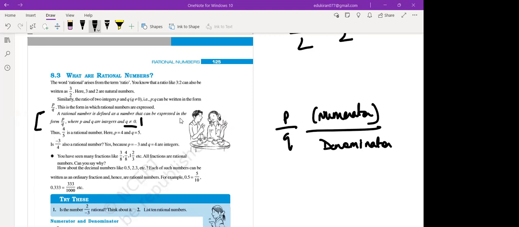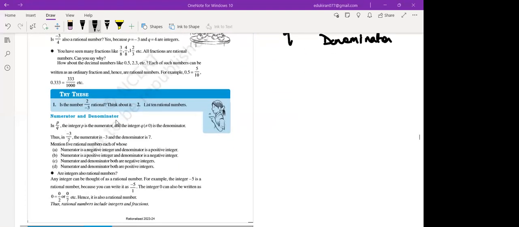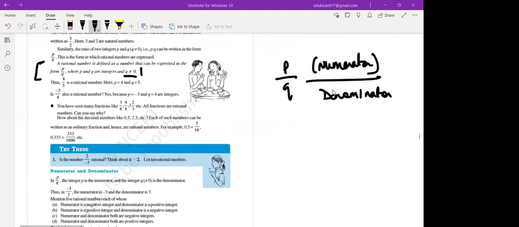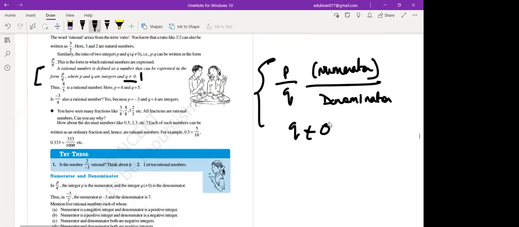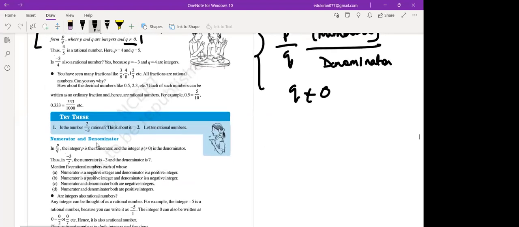Okay. Now let's just move to the next one. So numerator and denominator, you people got it, right? Numerator is the above one. After that, you will write this: numerator is the above one and denominator is the next one. And remember one thing, Q should never be equal to 0. Quickly note this down and then we will move to the next one.